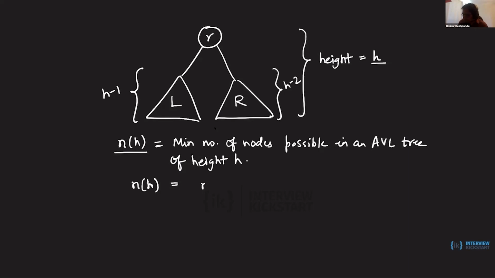the number of nodes in the left subtree plus the number of nodes in the right subtree plus the extra root node.